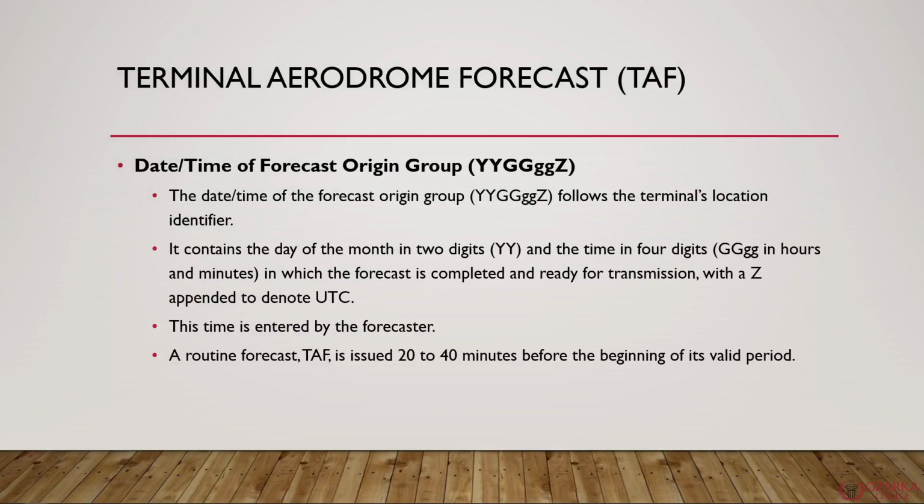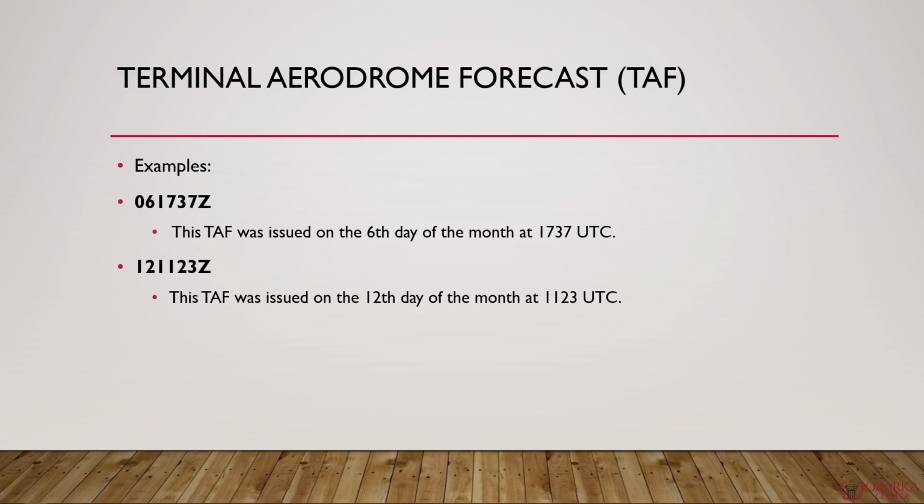So the date and time grouping, everything is identical to the METARs. So the 061730, it was issued on the 6th at 1730 Zulu. The second one there, the 121123, it was issued on the 12th at 1123 Zulu.